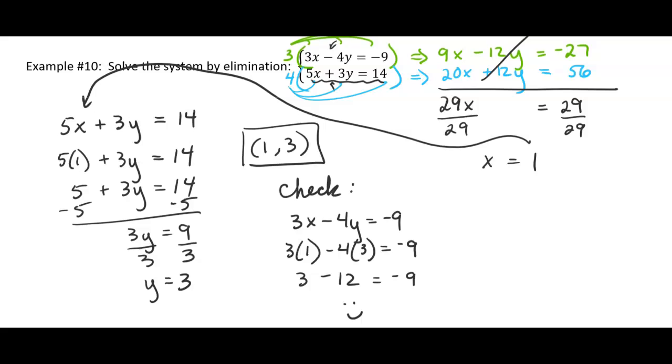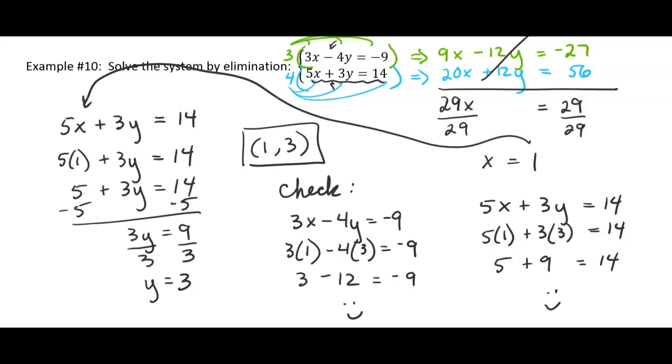But it also has to work in the bottom equation, 5x plus 3y equals 14. So I plug in an x value of 1 and a y value of 3, and I'm going to see if that works. I get 5 plus 9 equals 14. Yep, that works. So it checks. Sometimes I'll put a check. Okay, so kind of a long video, sorry about that, but these problems are a little long. They take up a bit of paper.